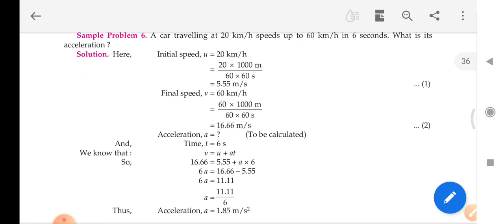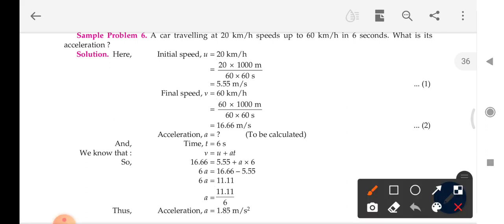The next, see the example sum. Sample sum 6. A car traveling at 20 km per hour speeds up to 60 km per hour in 6 seconds. What is its acceleration? So the initial speed u equal to 20 km per hour. How to convert kilometer per hour into meter per second? You have to multiply by 5 by 18.